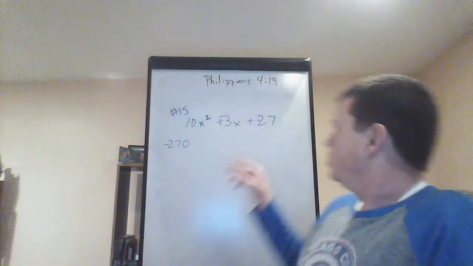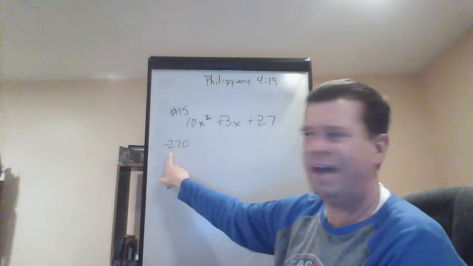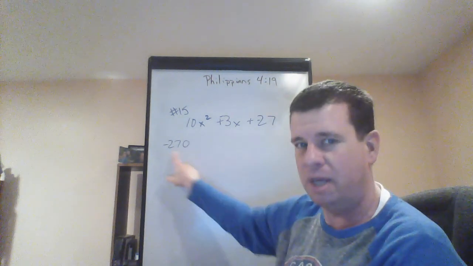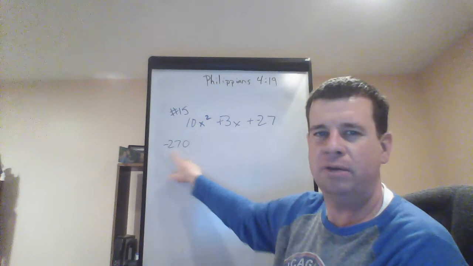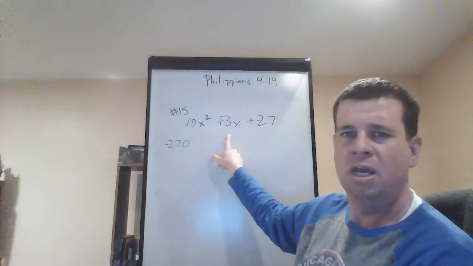So yeah, anytime you start dealing with such large numbers here, you don't want factors like negative 270 and 1, or negative 135 and 2, or even 3 and negative 90. Those numbers are too far apart.